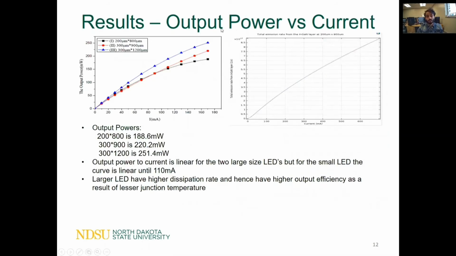And these are the curves for output power versus current. Normally, output power increases with increasing current. However, for small PN junction area, due to current overcrowding and low heat dissipation, the temperature in the junction will increase. As a result, efficiency decreases, and so does the output power.